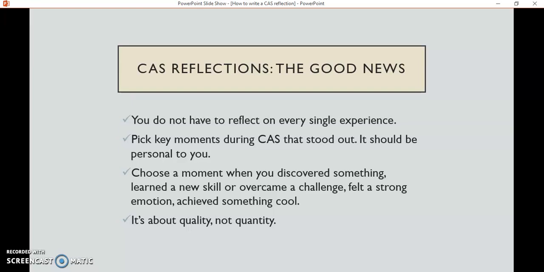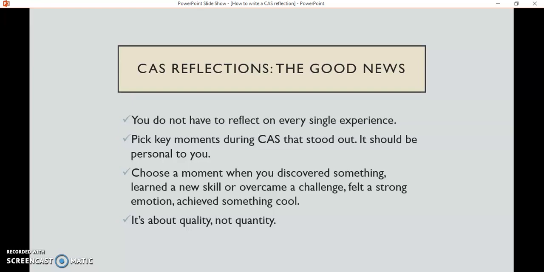Second thing, pick out key moments. What were your highlight, standout moments during CAS that really worked for you? And this would be something personal that was really effective. Think about a moment that you discovered something. It could be you learned a new skill, you learned how to speak a new language, you learned how to make a video, something like that. You overcame a challenge, you'd booked something and it got cancelled, something got in the way. Was there a strong emotion that you felt, either relief or concern or anxiety, or maybe you just did something cool like the skydiving image from earlier here. What was it that really stood out for you?